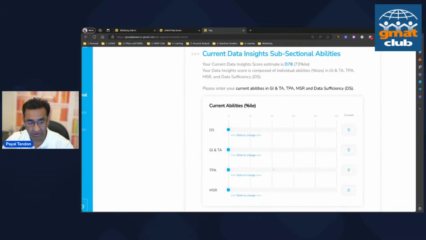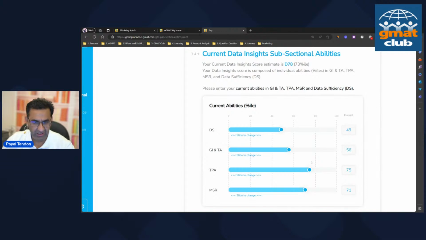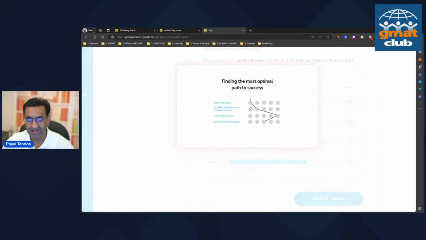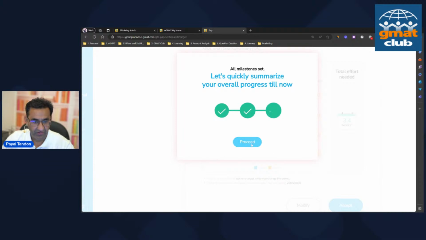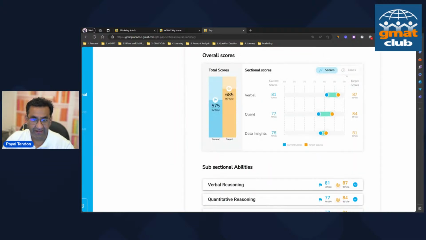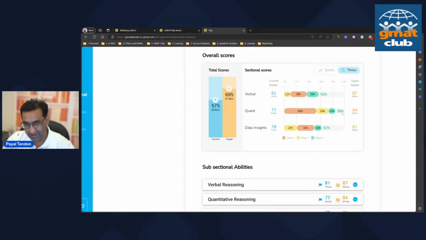Again, remember, you're stronger in verbals, you're likely to do better in TPA and MSR. You're not likely to do as well in data sufficiency. And your GI and TA could be somewhere in between. So with that, let's hit those DI milestones as well. And as you provide more data, your time estimates become more precise here. So with this, you're going to see a refined set of time estimates. Again, slightly more in verbal and DI, and slightly less in quant.